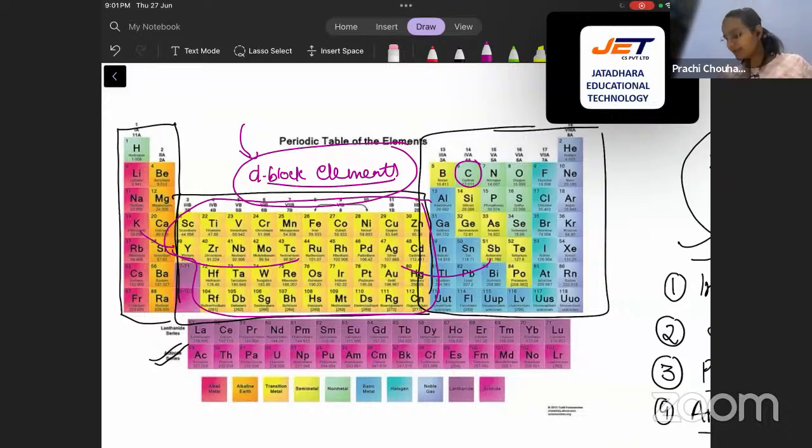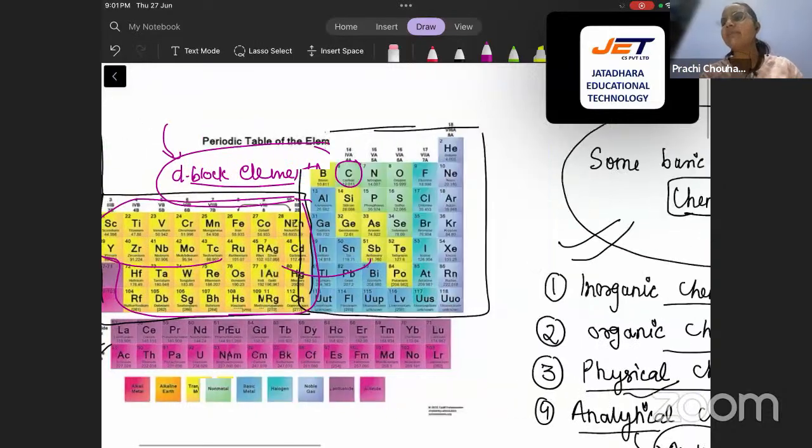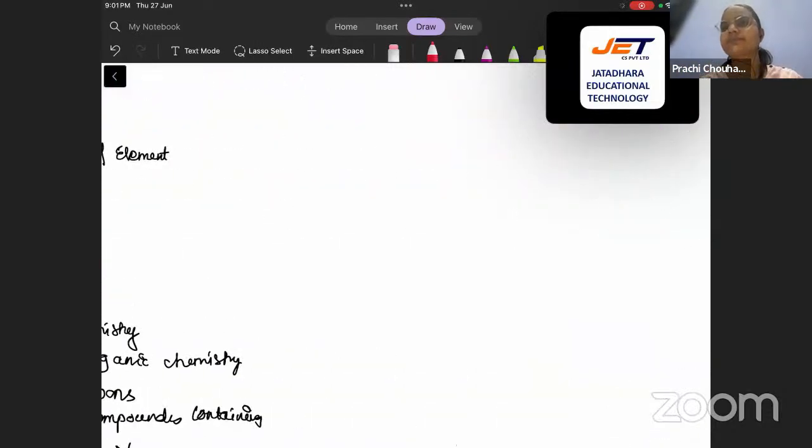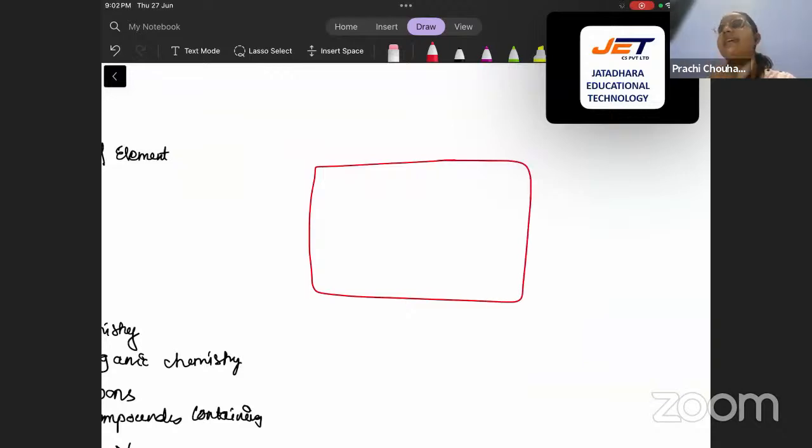Okay, I think there is a doubt about compound and mixture. See, if I take an element, let's suppose I have hydrogen. Now, how does hydrogen exist as an element? As an element, it exists as a diatomic molecule.